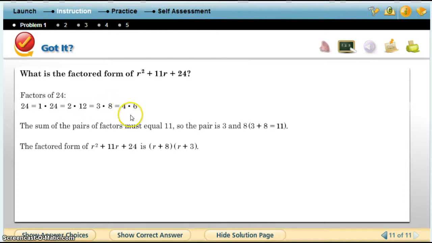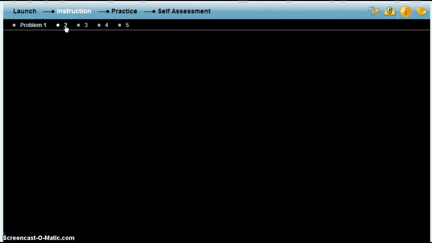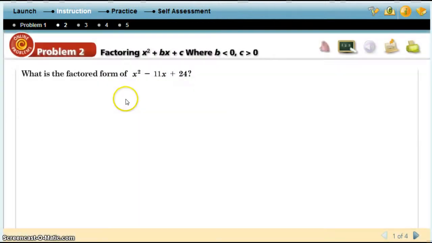And then if you start adding these, that's 10, that's 11, that's 14, that's 25. So the only pair that works is the 3 and the 8. All right, so let's look at another example. This one's dealing with negatives, so this is starting to get a little more difficult.